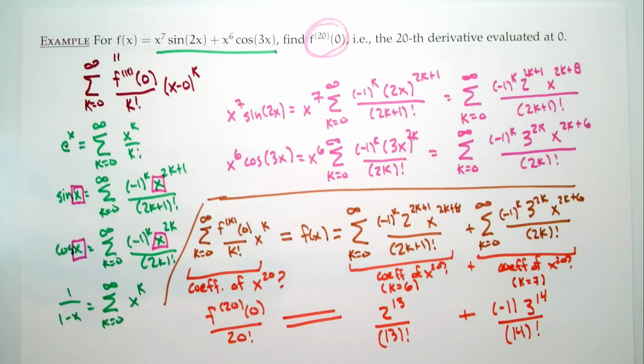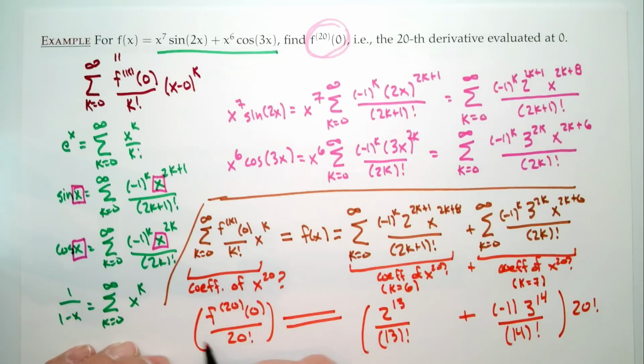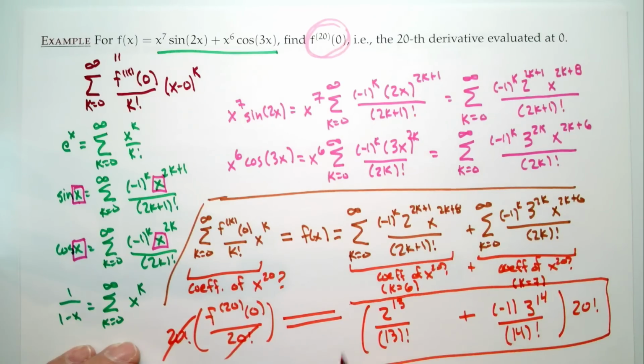What's left to do? Well, we just want the 20th derivative evaluated at 0. What we've just discovered by comparing the coefficients is the 20th derivative at 0 divided by 20 factorial. What can we do to get rid of the 20 factorial? Well, multiply by 20 factorial. And if you do that, the 20 factorials cancel. This is what we want, which means that's our answer: 2 to the 13th over 13 factorial minus 3 to the 14th over 14 factorial, all that times 20 factorial. That's it. That's the answer.